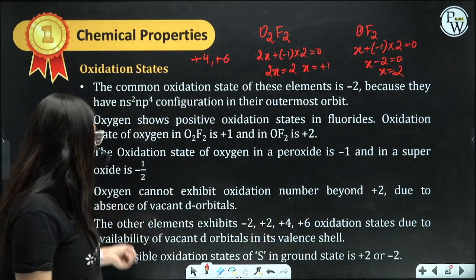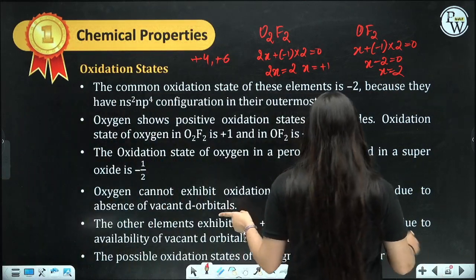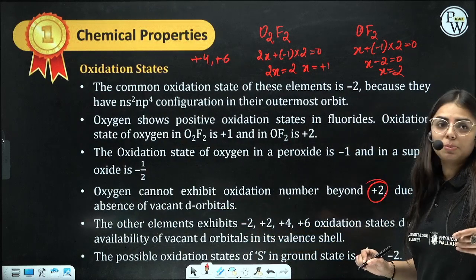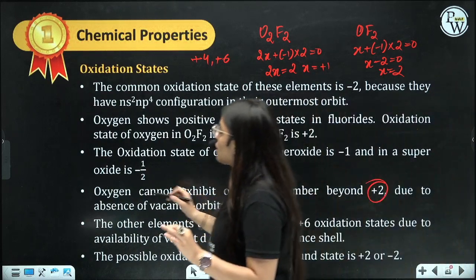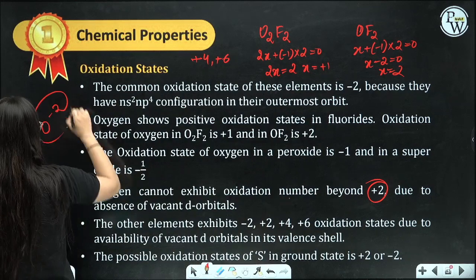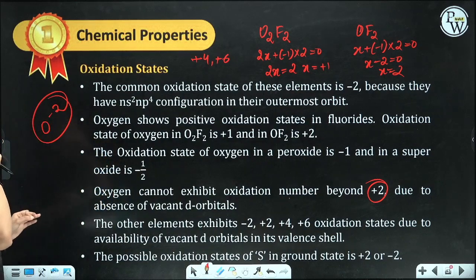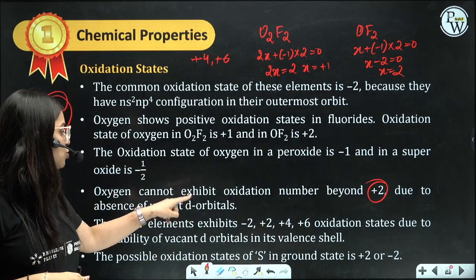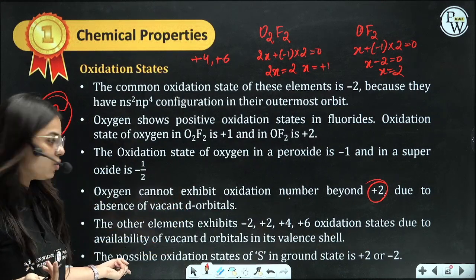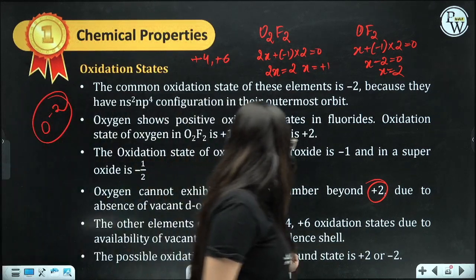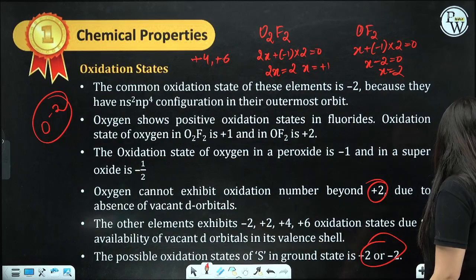So do remember that. Oxygen cannot exhibit an oxidation number beyond +2. Always remember, in general, oxygen is -2. Now, other elements can show -2, +2, +4, +6 due to the availability of the d orbitals present over there. The possible oxidation states of sulfur in the ground state are -2 or +2.